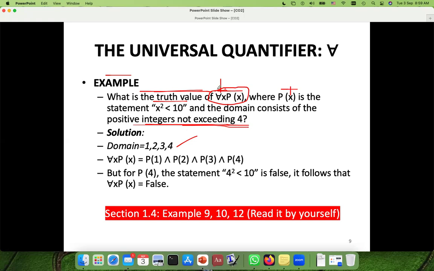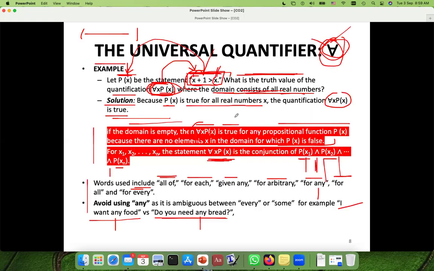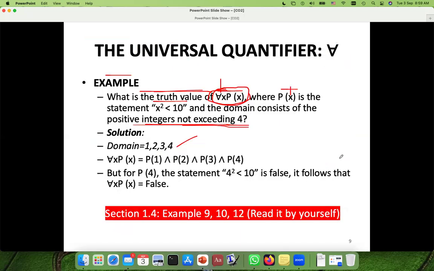And what is the definition of for every x P of x according to the previous information? This is the conjunction of all predicates. That's why we are writing for every x P of x. We will check this predicate with value 1, with value 2, with value 3, with value 4, all these values, and between them. So actually this is the understanding.